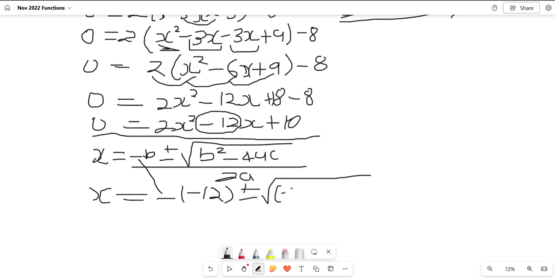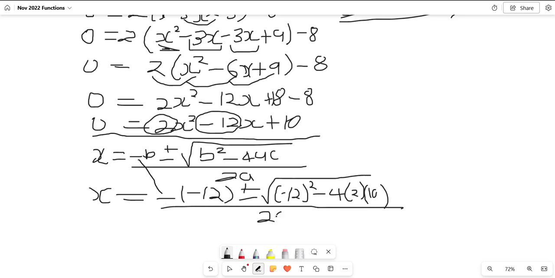Open bracket, negative 12, all squared, minus 4. Then the value of a is going to be positive 2. Here is the value of a, positive 2. And the value of c, positive 10. Then everything else all divided by 2 multiplied by the value of a, which is in this case 2. Then x will be equal to. Now let us use our calculator to find those distinct solutions of x.